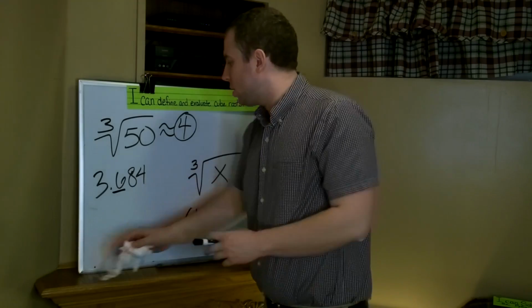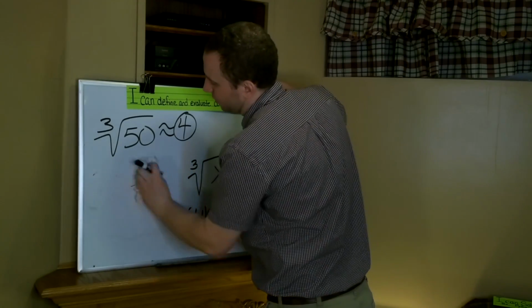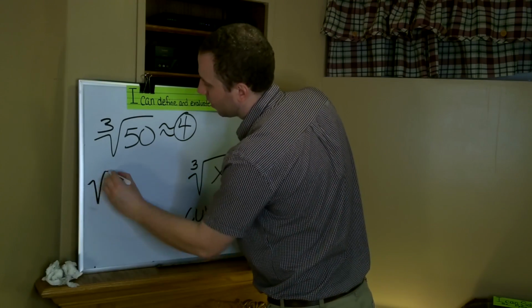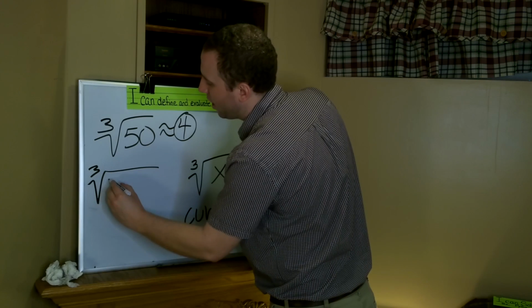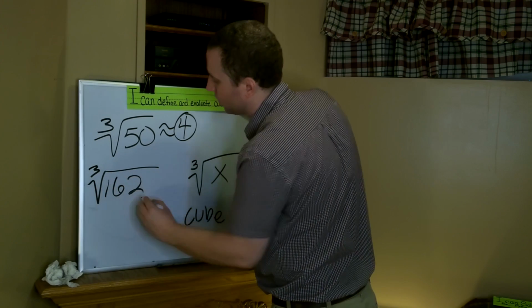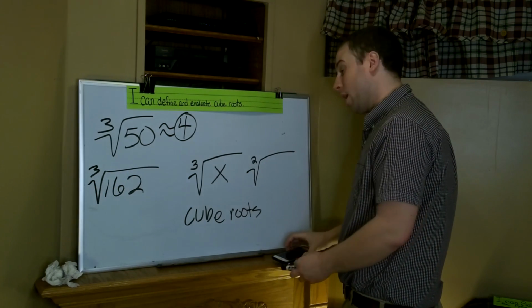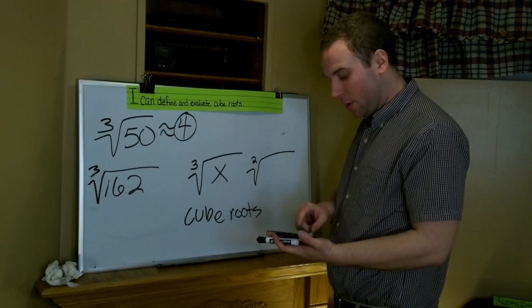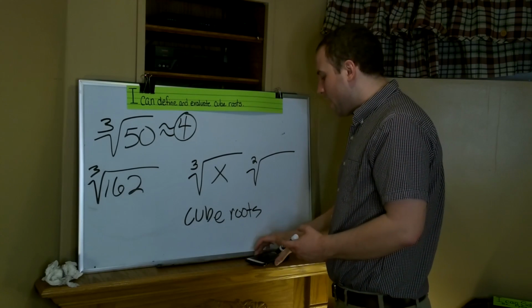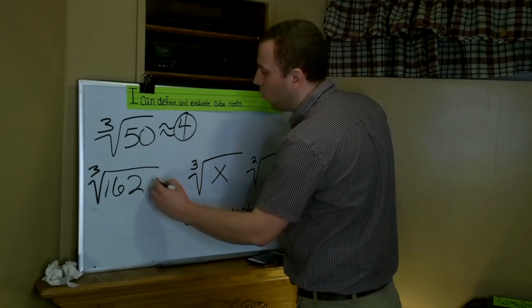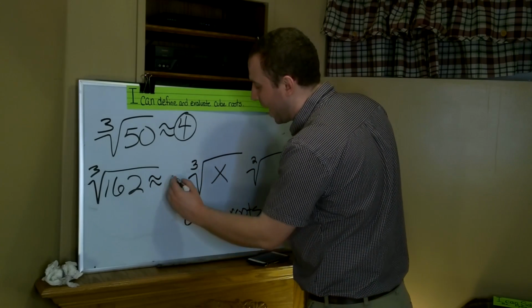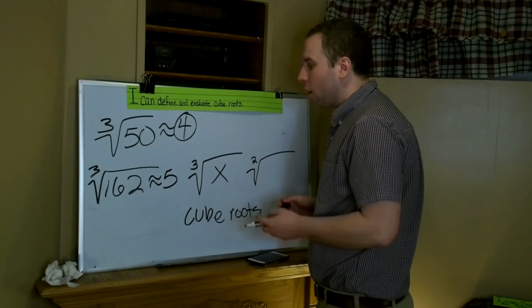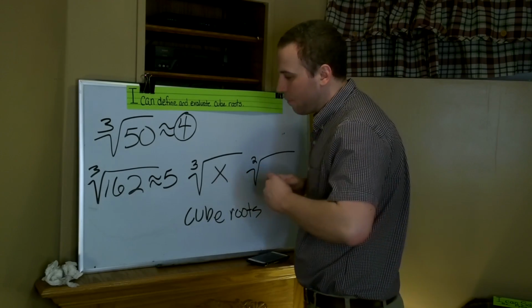What about this one? What about the cube root of 162? Anyone? Well, again, if we plug in 162 and we take the cube root, we end up with 5.451. If we were to round that, we would get 5.4, which would round to about 5.